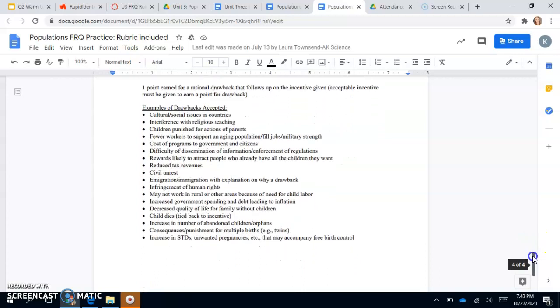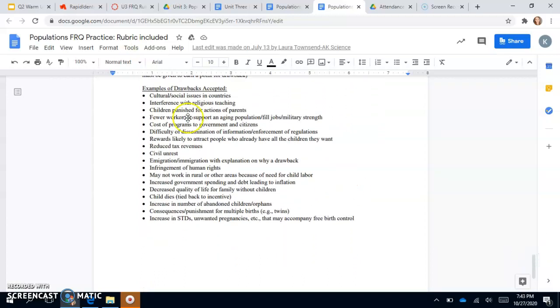And again, I will link this rubric so you can use this as well. And then some examples of these drawbacks would be cultural social issues, interference with religious teaching, children being punished for the actions of their parents. What else is new, right? Fewer workers to support an aging population. That's one we definitely talked about. The cost of programs to government and citizens, right? So typically this would come in the form of taxes, so you'd be paying more in taxes. Reduced tax revenues, rewards likely to attract people who already have all the children that they want.